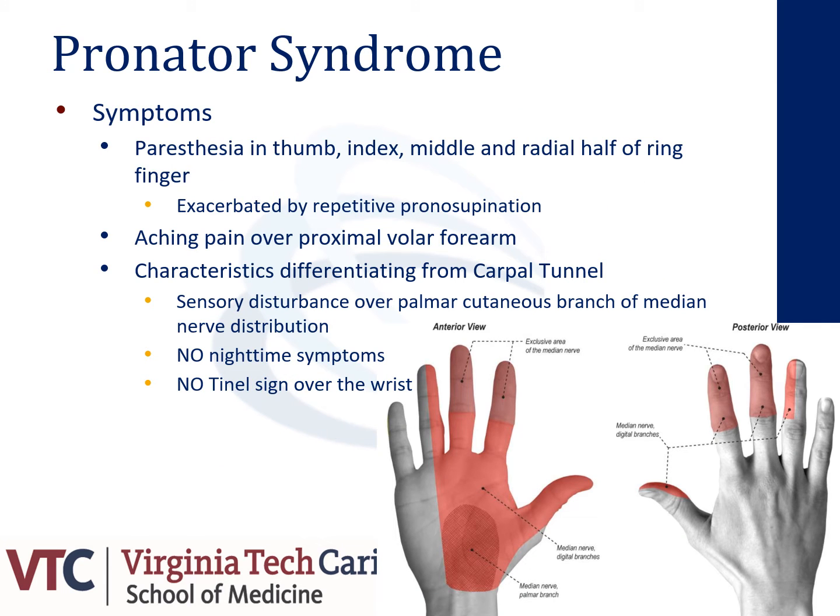How does pronator syndrome present itself? It most often presents with paresthesias in the thumb, index, middle, and radial half of the ring finger.